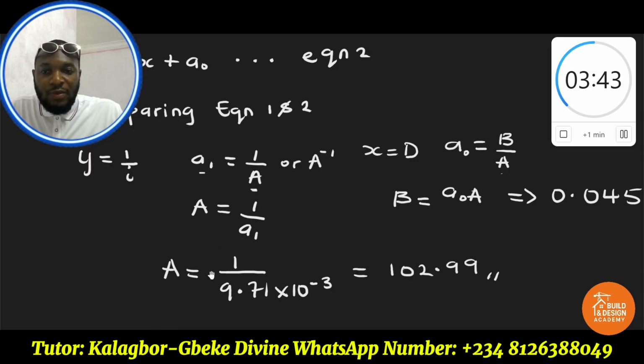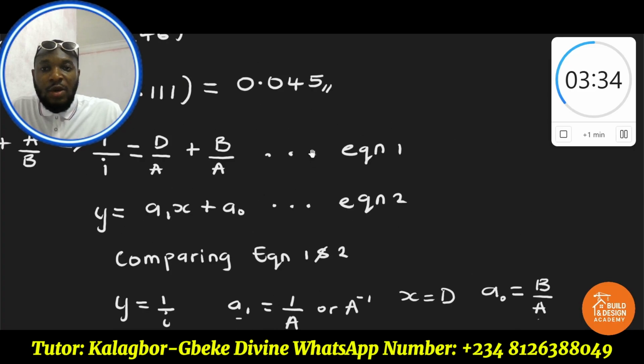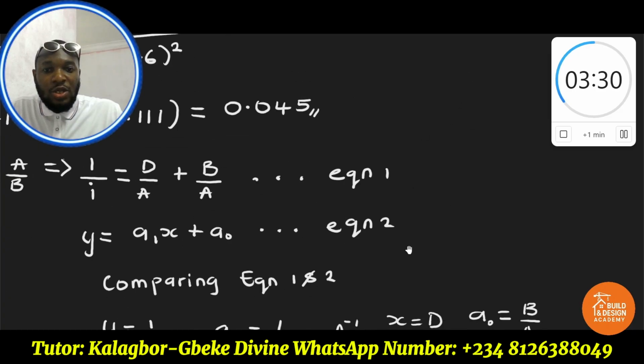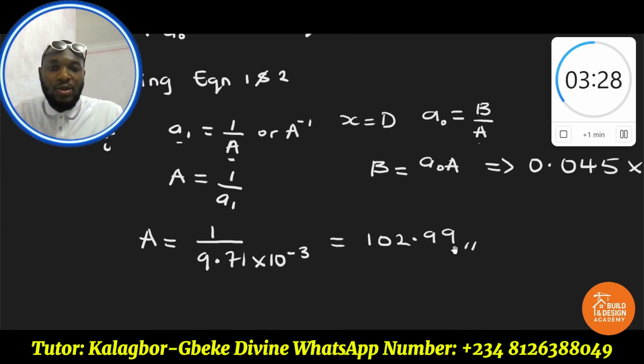Now we've gotten the equation for A, and we've gotten the equation for B. Input the values. So A now goes to 1 over A1, and A1 we got as 9.71 times 10 raised to the power minus 3, which is this over here. So we put in the value, punch our calculator, and we got our value as 102.99. So we got the value for A.